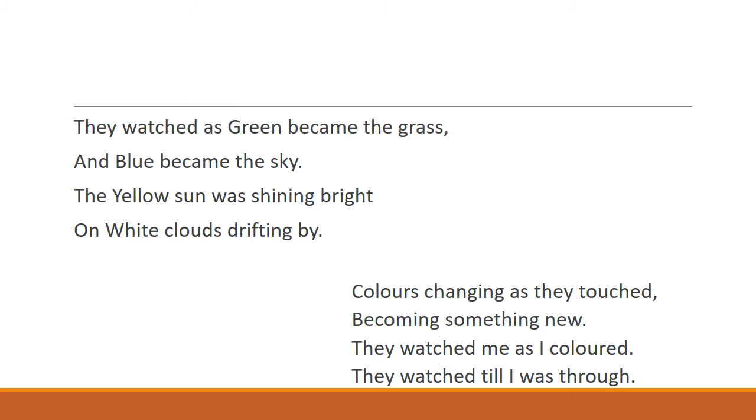Then, colors changing as they touched, becoming something new. Now you know that when colors are mixed, they convert into a new color. We studied the poem Paints in the first semester. So here also, when these colors touched, when they came together, they became something new, and the colors were watching the poet draw and color, and they watched till I was through. Till I was through means till the child completed coloring.